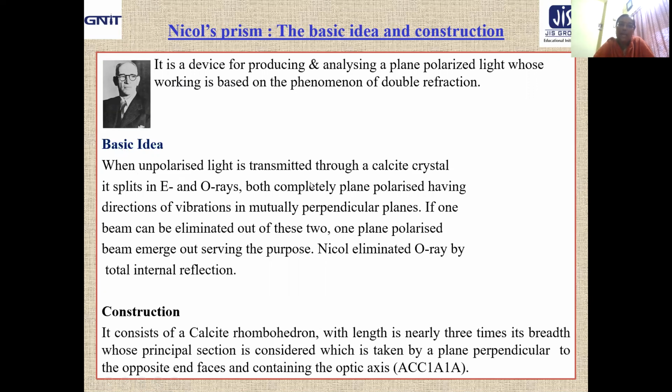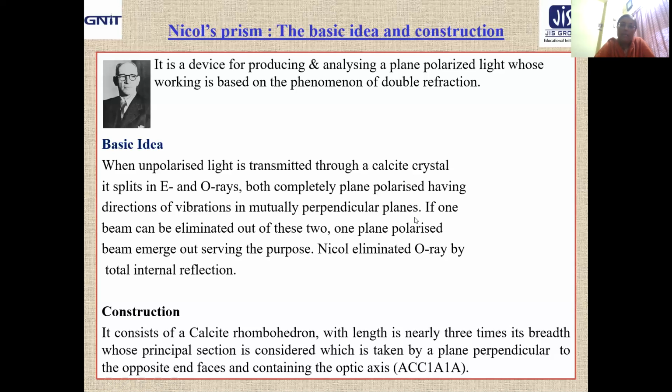When unpolarized light is transmitted through a doubly refracting crystal like calcite, we all know it splits into the O ray and the E ray. Now, both are completely plane polarized, but their directions of vibrations are perpendicular to each other. For the O ray, the vibration is perpendicular to the principal section of this polarizer or analyzer, that means the doubly refracting crystal, and for the E ray, it is in the principal section or parallel to it. That means they are mutually perpendicular.